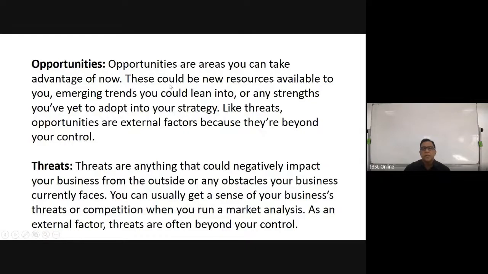you can take advantage of. Yes, these could be new resources available to you, emerging trends you could lean into, any strengths you have yet to adopt into your strategy. Like threats, opportunities are external factors because they are beyond your control. So what are the opportunities you had during the pandemic period? You had a great opportunity to digitalize your operations because of the issues that you faced. A lot of banks took it as an opportunity, invested in digitalized infrastructure, provided online banking services, online banking products, online communications, online meetings. So that's how you capitalize on opportunities.